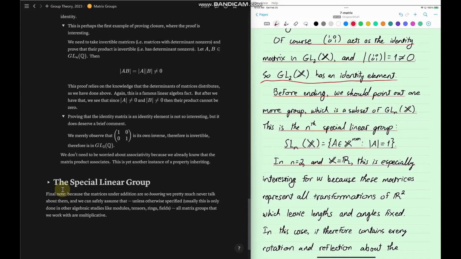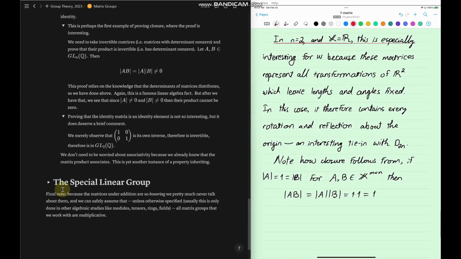So for the case when n is equal to 2, and especially when the number set is the real numbers, this is interesting for us because these matrices represent transformations of R squared, the plane, which leave lengths and angles fixed. In this case, it can be proven to contain precisely every rotation and reflection about the origin, an interesting tie-in with D sub 2n.